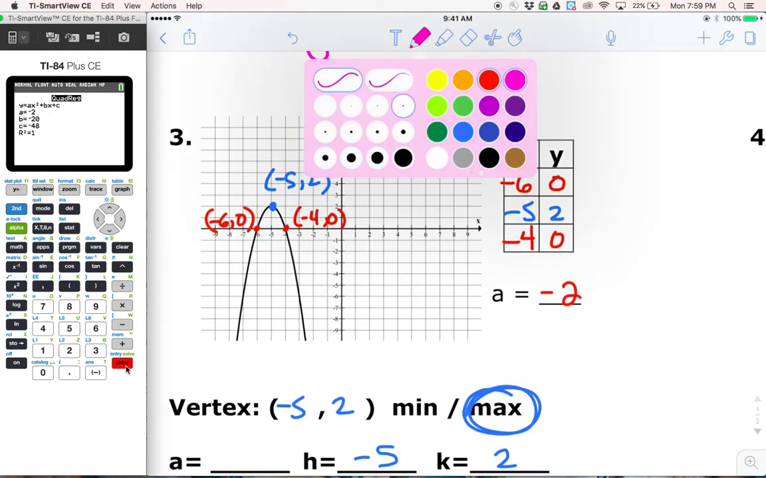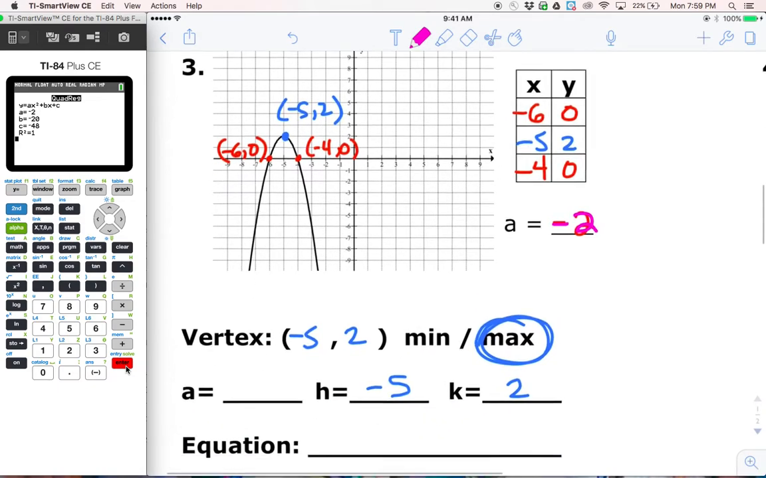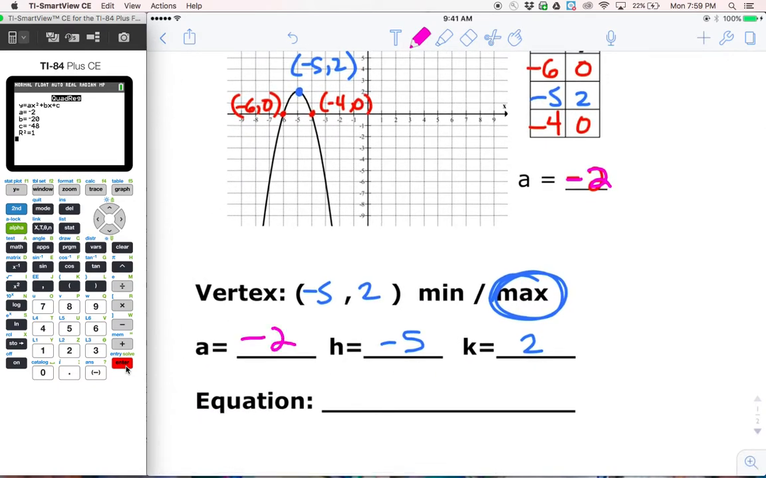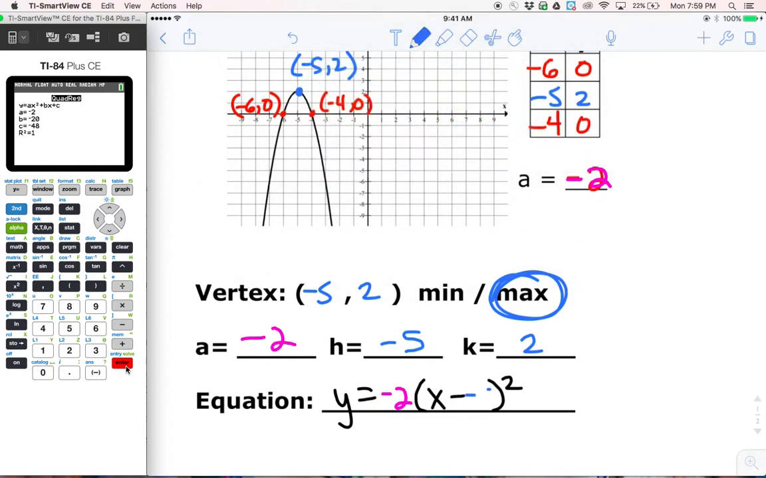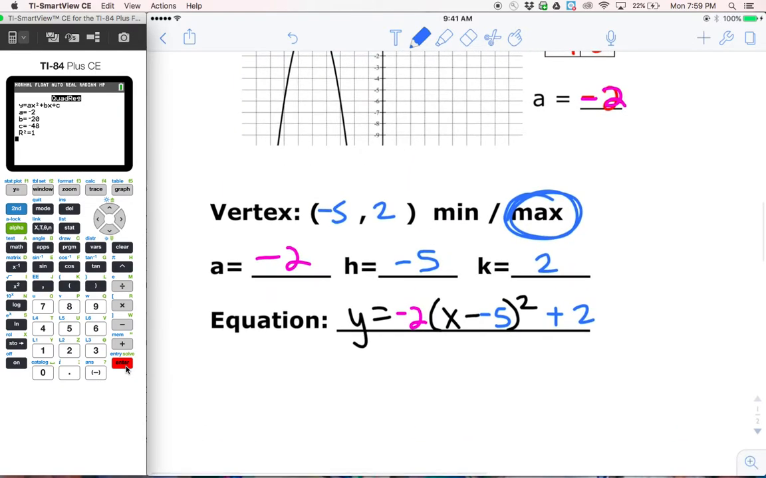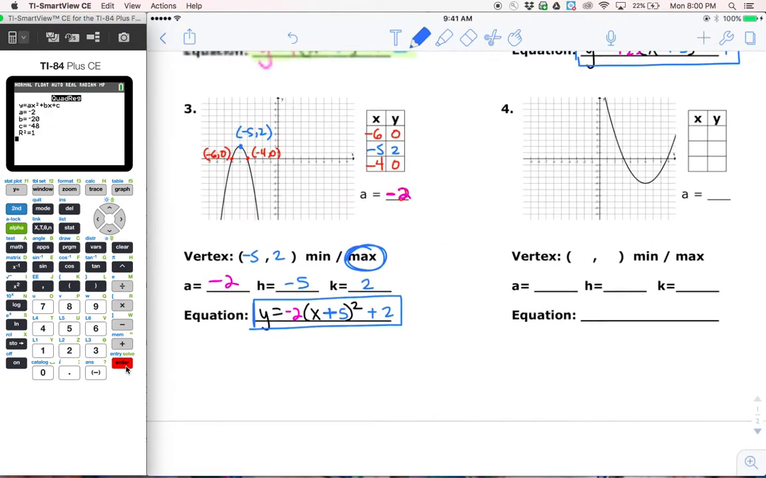All right. Now I can go ahead and write my equation, right? A is -2. So I've got y equals, I'm going to leave a space for A, I've got x minus something squared. All right, A was -2, and H was -5 and K was +2. And again, just like the last example, we're going to change this to a plus sign because we do not leave a minus negative.